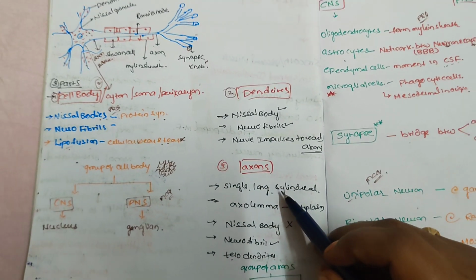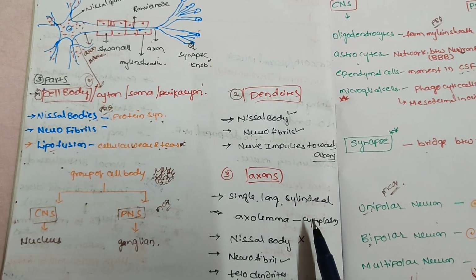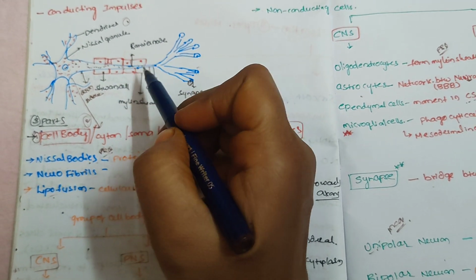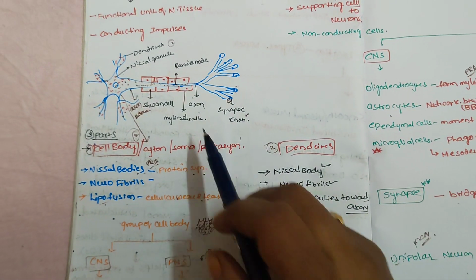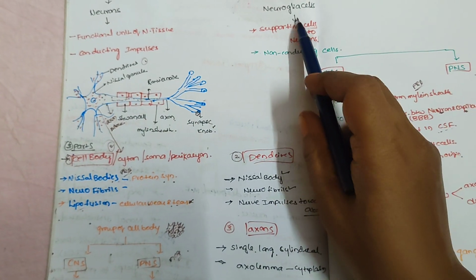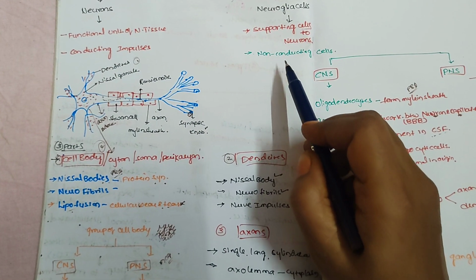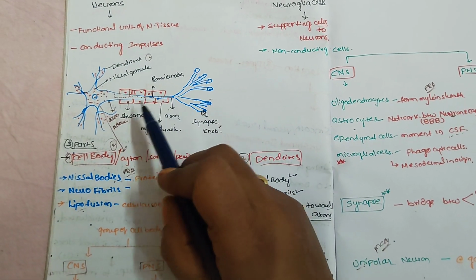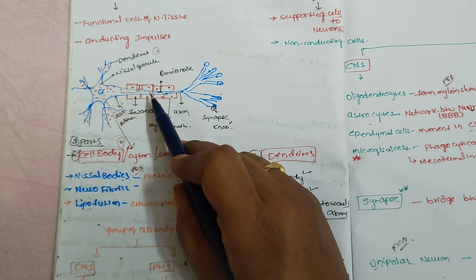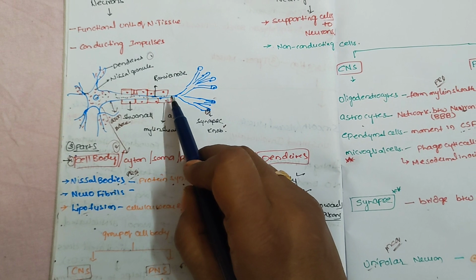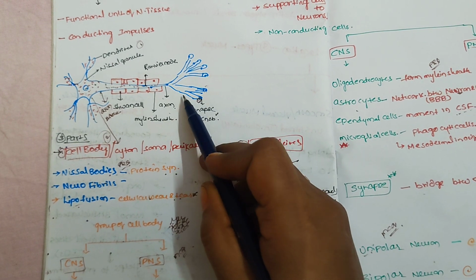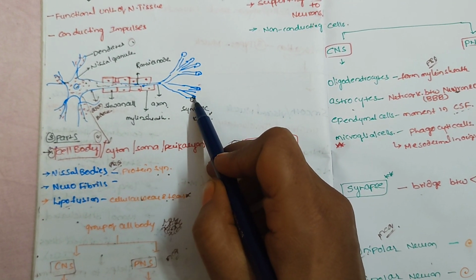Then move to the axon. The axon is long and cylindrical. The cytoplasm in the axon is called axolemma. It is covered with Schwann cells and also the myelin sheath. These are neuroglia cells, supporting cells, which we already discussed, and they surround the axon. There are no Nissl granules, but it has neurofibrils. The axon ends as axon terminals, which have telodendrites and also synaptic knobs.